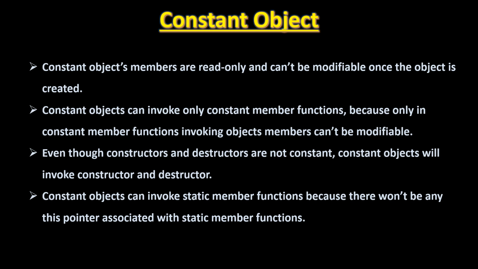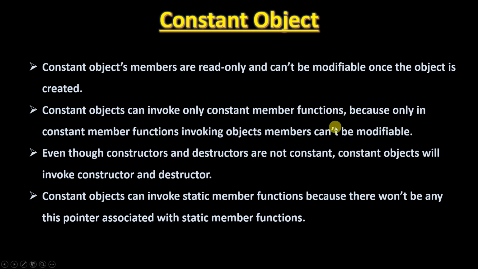In which member functions are we not able to modify the invoking object's data members? Only in the constant member function. Why can we not modify the invoking object's data members inside a constant member function? Because the this pointer is treated as a constant pointer inside the constant member function. That is the reason it won't be modifiable. So your constant object can easily invoke constant member functions.